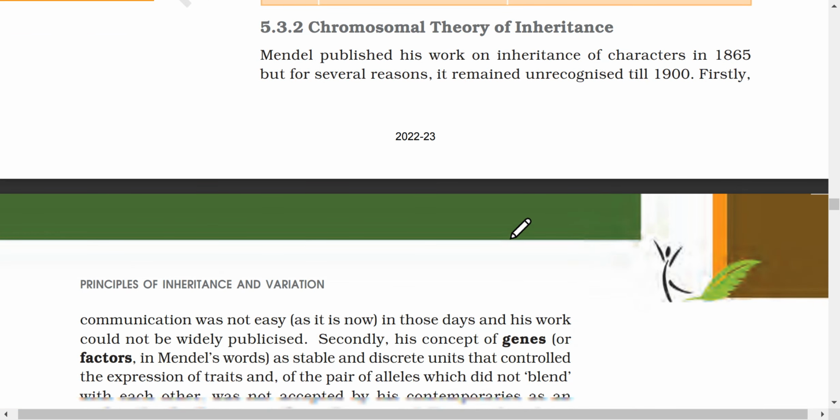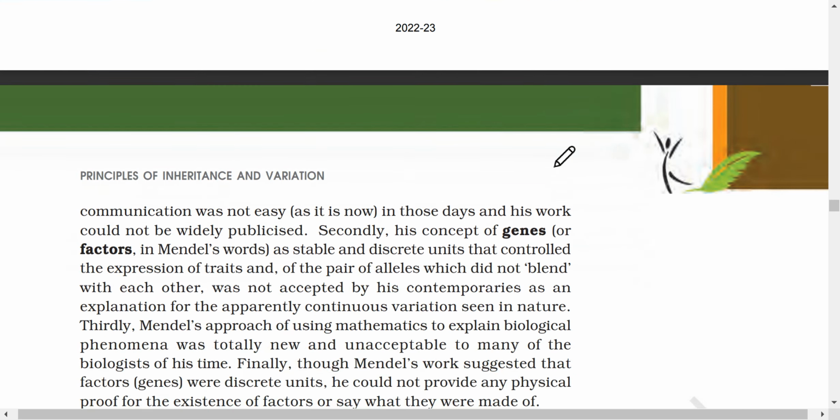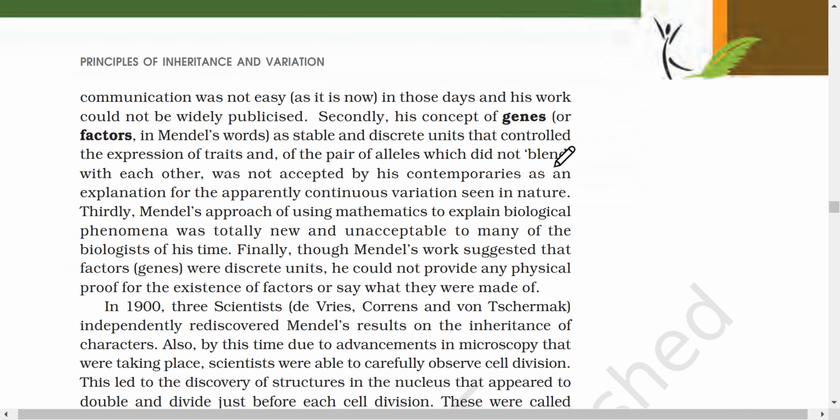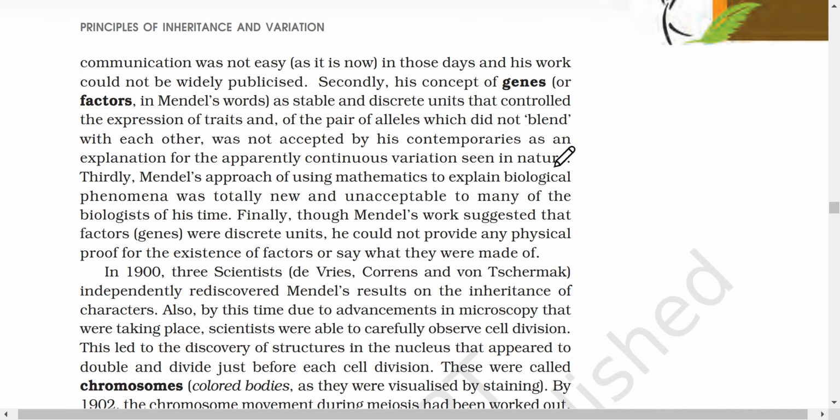Chromosomal theory of inheritance, again, was given by Boveri and Sutton. Mendel published his work on inheritance of characters in 1865, but for several reasons it remained unrecognized till 1900. Firstly, communication was not as easy as it is now in those days, and his work could not be widely publicized. Secondly, his concepts of genes, or factors in Mendel's words, as stable and discrete units that control the expression of traits, and of pairs of alleles which did not blend with each other, was not accepted by his contemporaries as an explanation for the apparently continuous variation seen in nature.